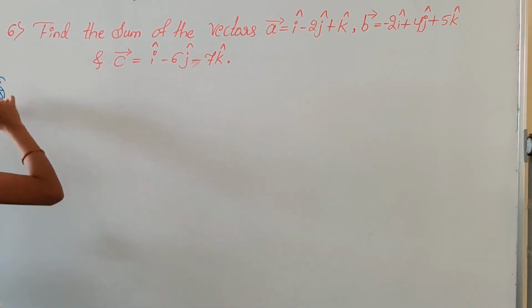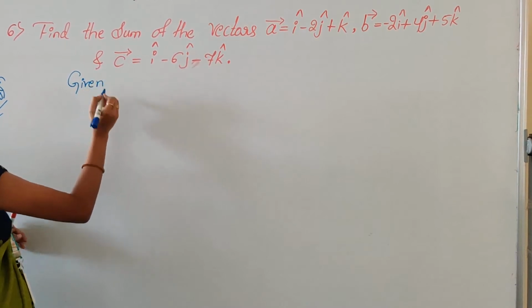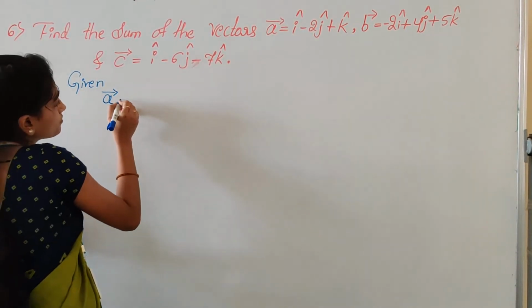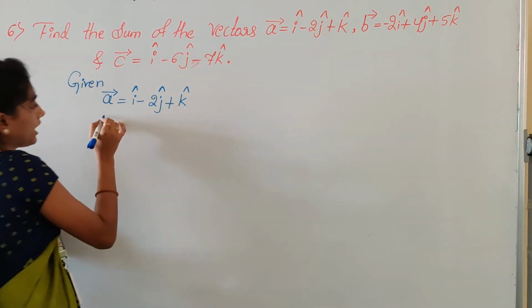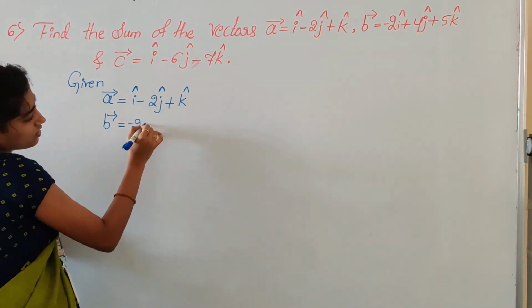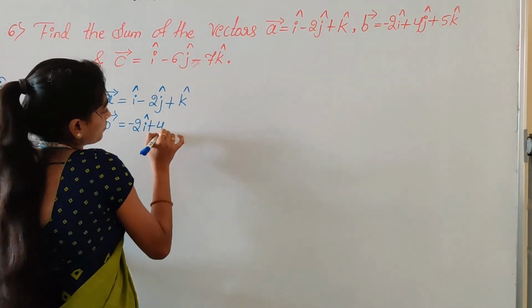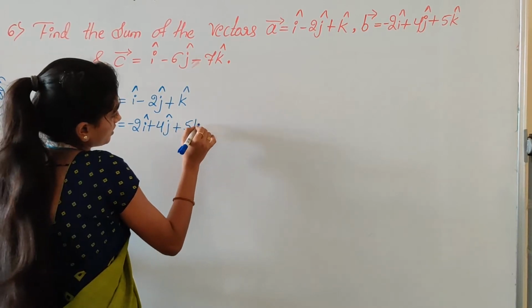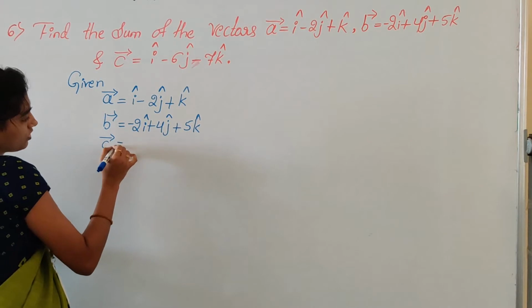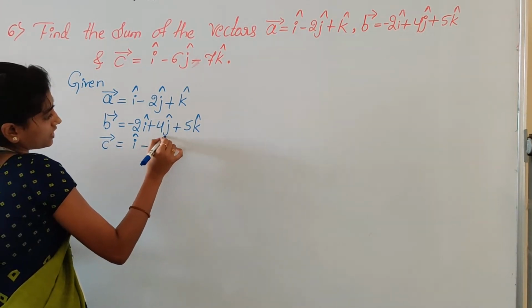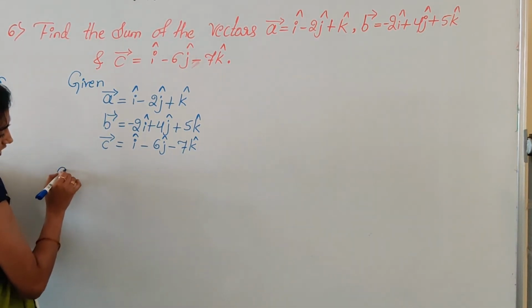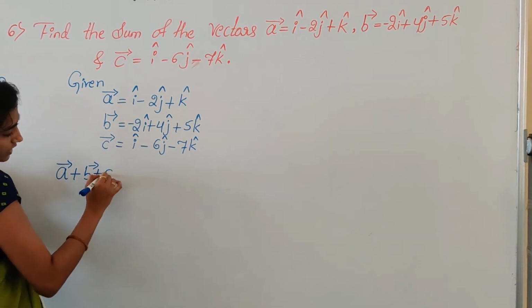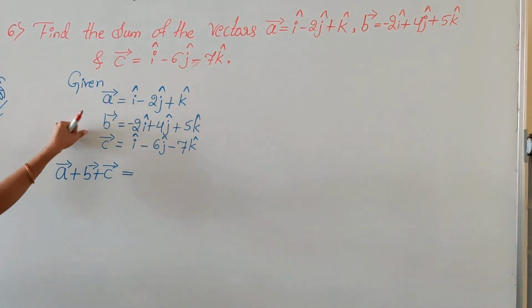So here given vector A is equal to I cap minus 2 j cap plus k cap, and vector B is equal to minus 2 I cap plus 4 j cap plus 5 k, and then vector C is equal to I cap minus 6 j cap minus 7 k cap. So here the question is find the sum of the vectors. Then vector A plus vector B plus vector C. Sum means we have to add these all three vectors.